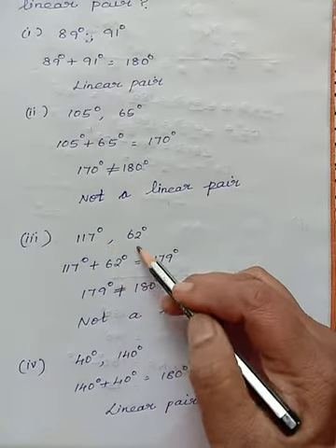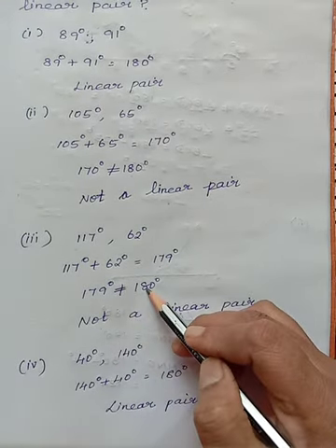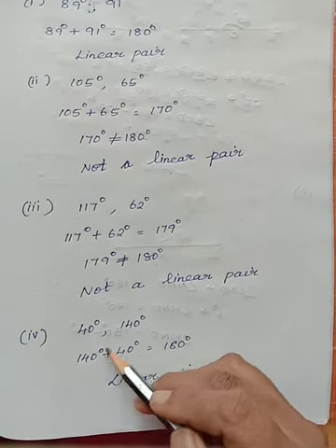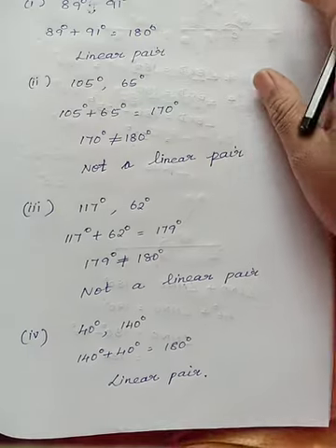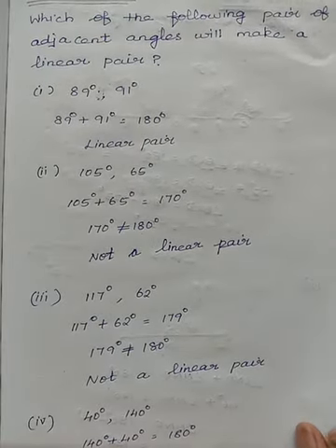117 degrees and 62 degrees. When you add these two, the answer is 179, which is not equal to 180 degrees, so it is not a linear pair. 40 degrees and 140 degrees. When you add these two, you get 180 degrees, so it is a linear pair. When you add the adjacent angles, if it is 180 degrees, it is a linear pair. Otherwise, it is not a linear pair.